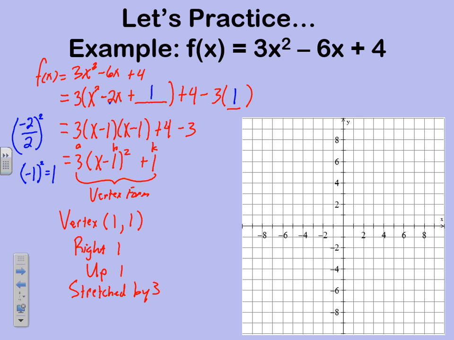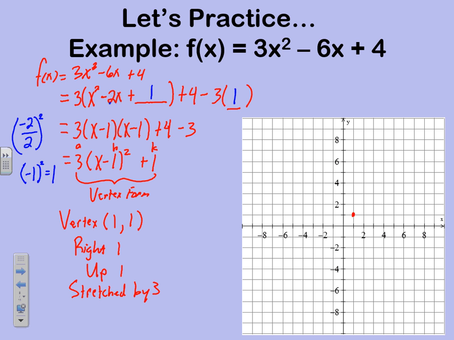That means that, from what the parent function would look like, imagine taking a rubber band and you pull up on it. It's going to look skinnier than what it did before, and that's kind of what a vertical stretch is going to do to a parabola as well. It's going to look skinnier than what it did before. So let's go ahead and plot the points that we have. We know that the vertex is at positive 1 and positive 1.